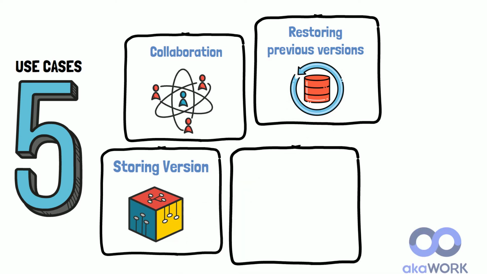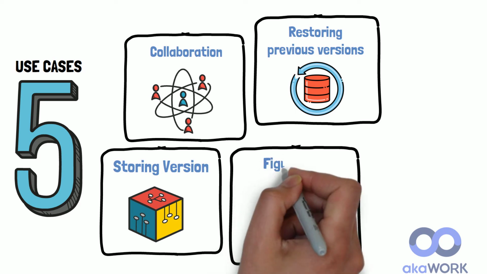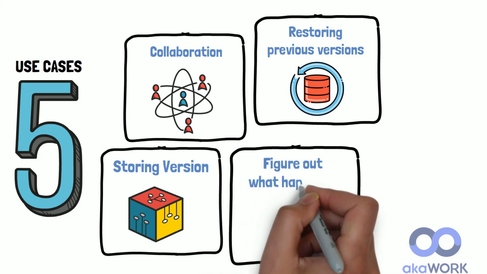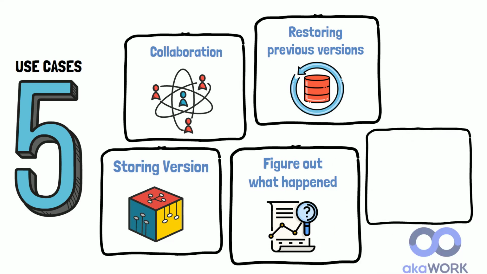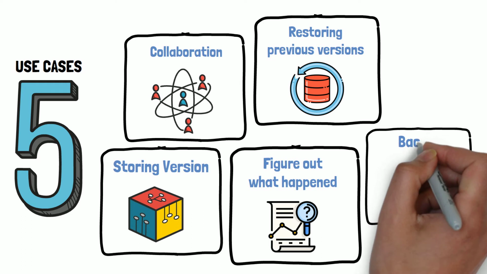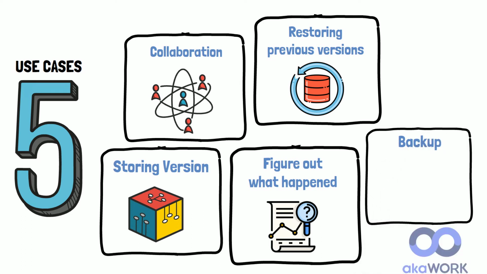One more common challenge is to figure out what happened. At times, it is critical to know what changes were made to the previous version of the source code, or where exactly the changes have been made in a file. Last but not least, if the system or the disk of the user breaks down and there is no backup, then all the efforts will go in vain.